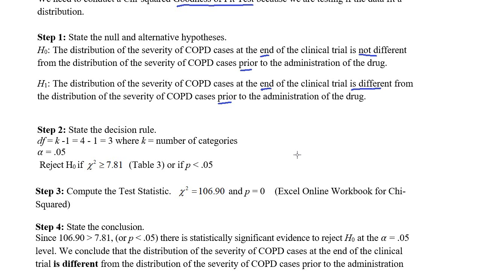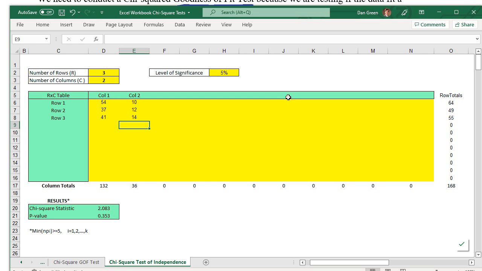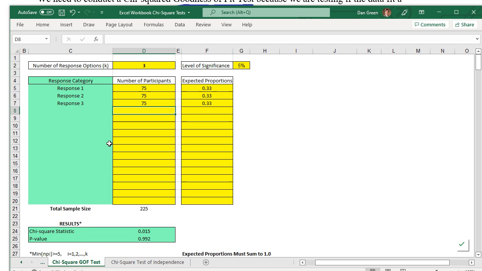So let's go ahead and take a look at that. So here's what that workbook looks like. We've got a chi-squared GOF, goodness of fit, and a test of independence. We want the goodness of fit because we're testing against a distribution.